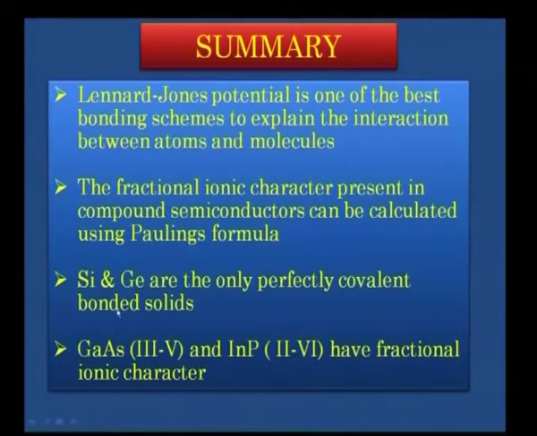The fractional ionic character, as I told you, is given by Pauling's formula. As I mentioned just now, silicon and germanium are perfectly covalently bonded solids. There is no degree of ionicity. They are monatomic solids: silicon, silicon, silicon, germanium, germanium. So, silicon and germanium are fully covalently bonded solids, unlike gallium arsenide. But gallium arsenide and indium phosphide have fractional ionic character, and this occurs because the two species have different electronegativity values.